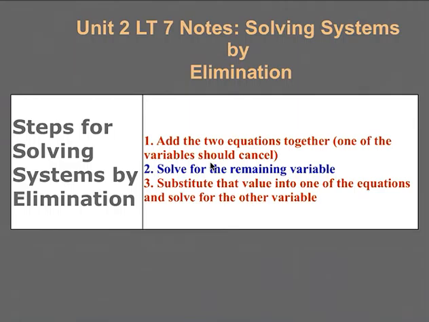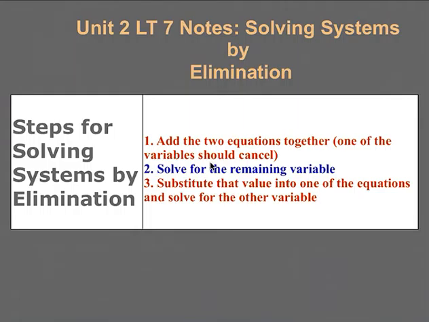So here are kind of the initial steps for solving systems by elimination. First thing you need to do is make sure that they're in standard form, which for this note sheet, they all will be. So that's a step we don't have to worry about today, but we will on our next note sheet. So you need to add the two variables together, and then one of your variables should cancel. If it doesn't, you did something wrong. Then you're going to solve for the remaining variable.